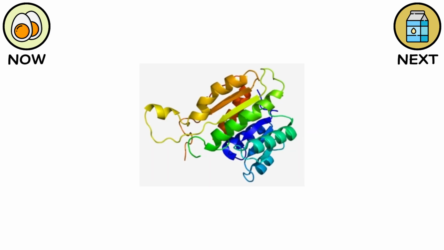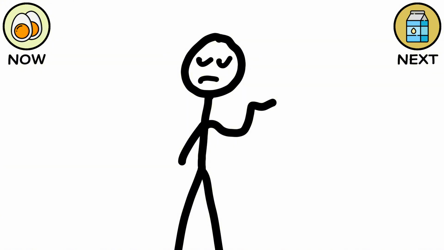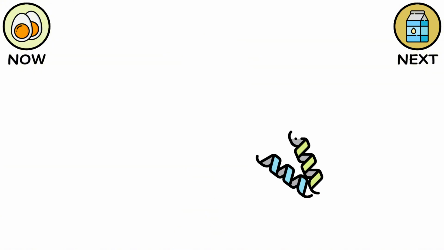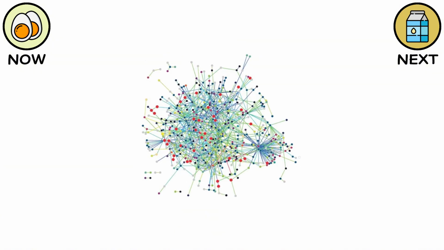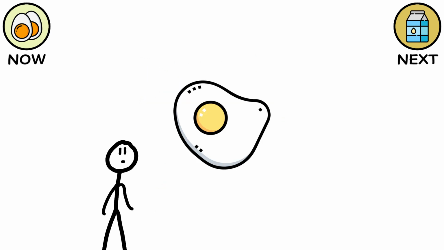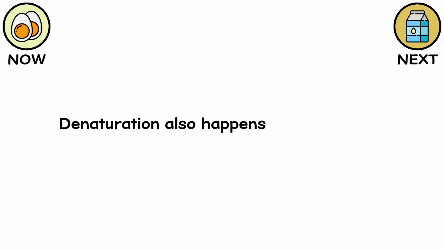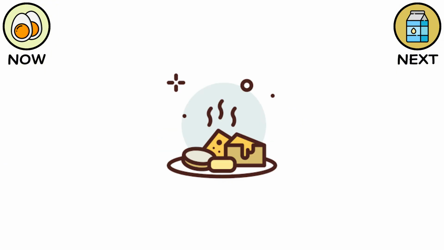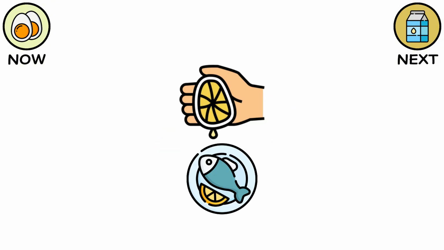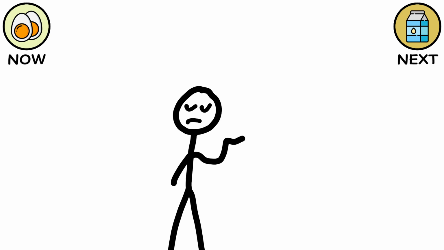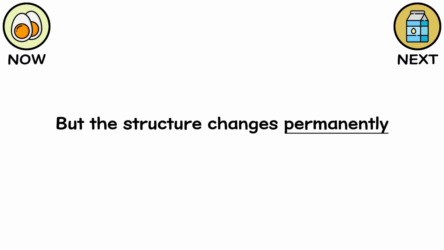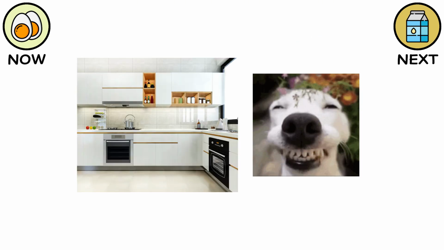Heat unravels their 3D structure, breaking hydrogen bonds and exposing sticky inner parts. These bond with neighboring proteins, forming a tangled web, what we see as cooked egg. Denaturation also happens in other foods, searing meat, making cheese, or even adding lemon juice to fish and ceviche. It's not technically forming new molecules, but the structure changes permanently, so it qualifies as a chemical change in cooking.